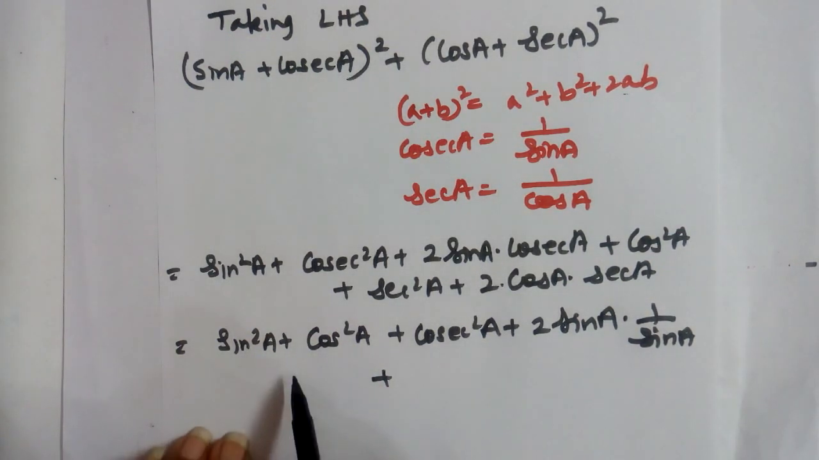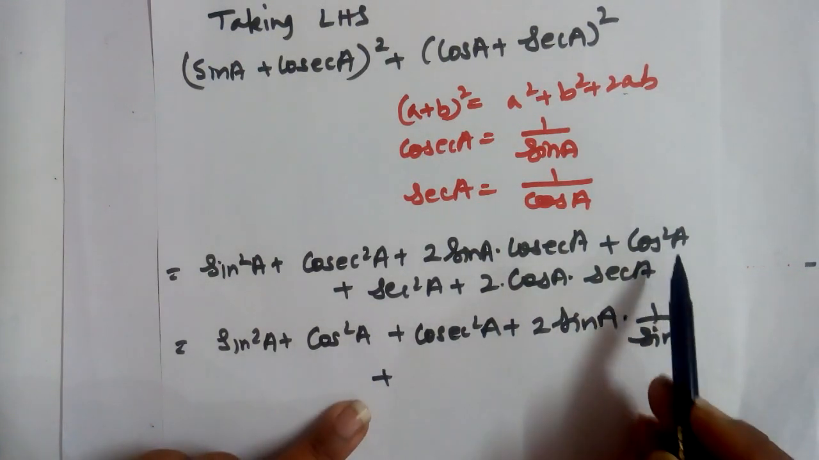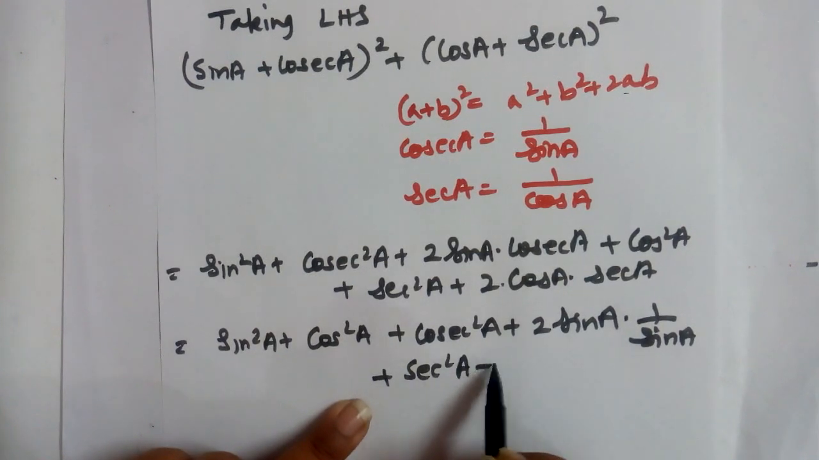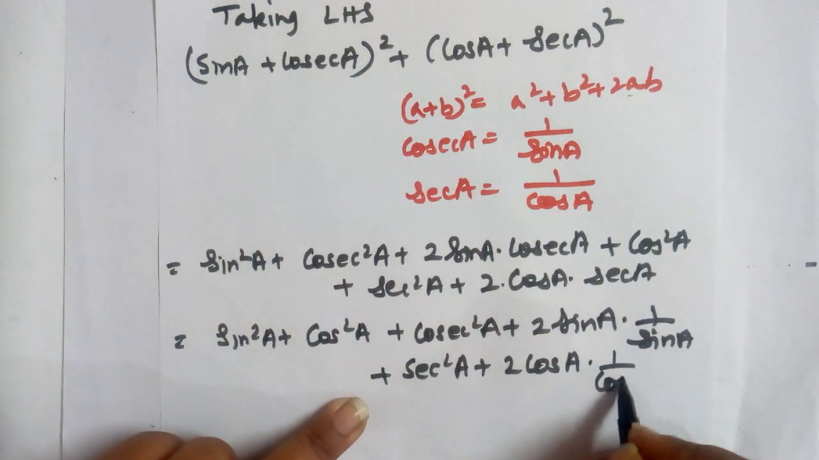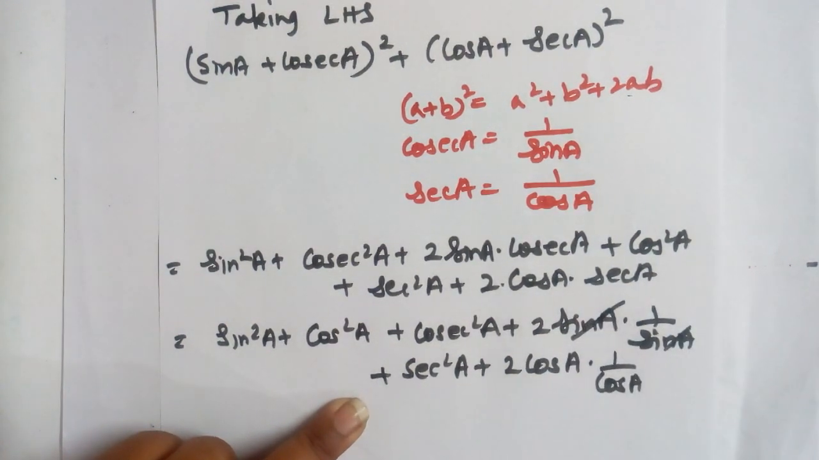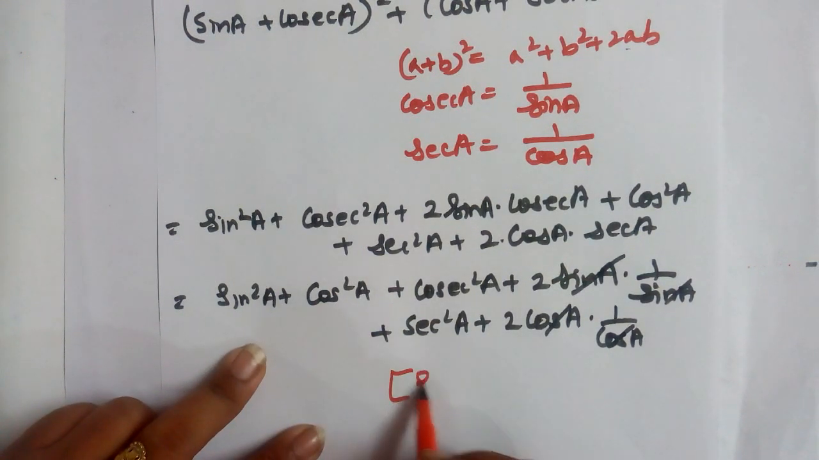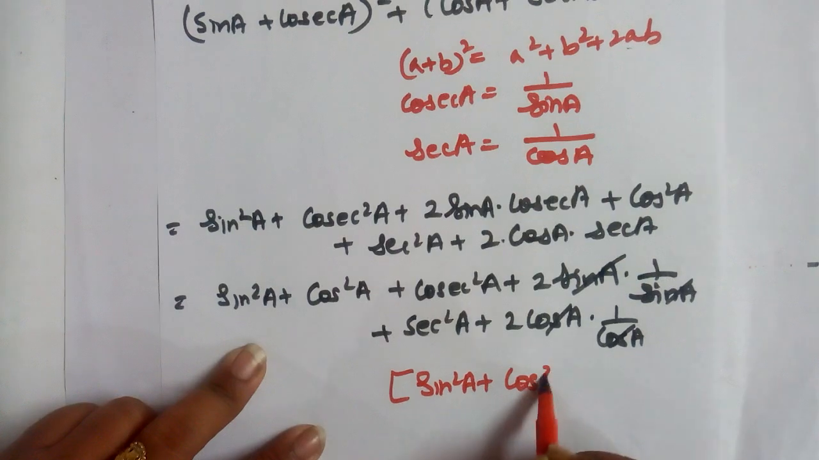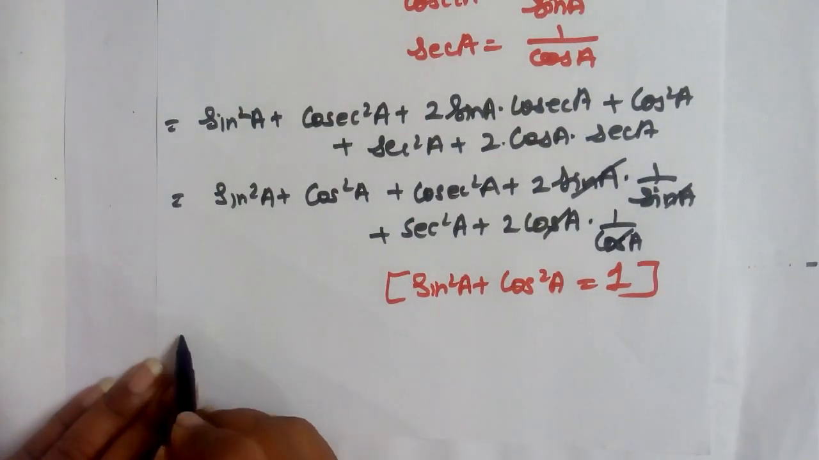Why have I arranged it like this? Because here also we will use the identity that sin square a plus cos square a, or sin square theta plus cos square theta, is equal to 1. So sec square a plus 2 cos a, and instead of sec a we know that 1 upon cos a. So what we can get: sin a will cancel out with sin a, cos a will cancel out with cos a. So one more identity that we are going to use here: sin square a plus cos square a is equal to 1.